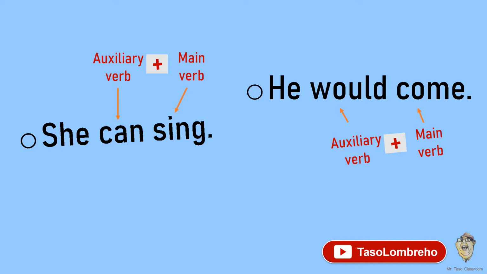Let's look at the second example. He would come. Would is auxiliary verb, while come is the main verb. So, would add more information or meaning that he, in the future, will come. Hope you can follow that example.